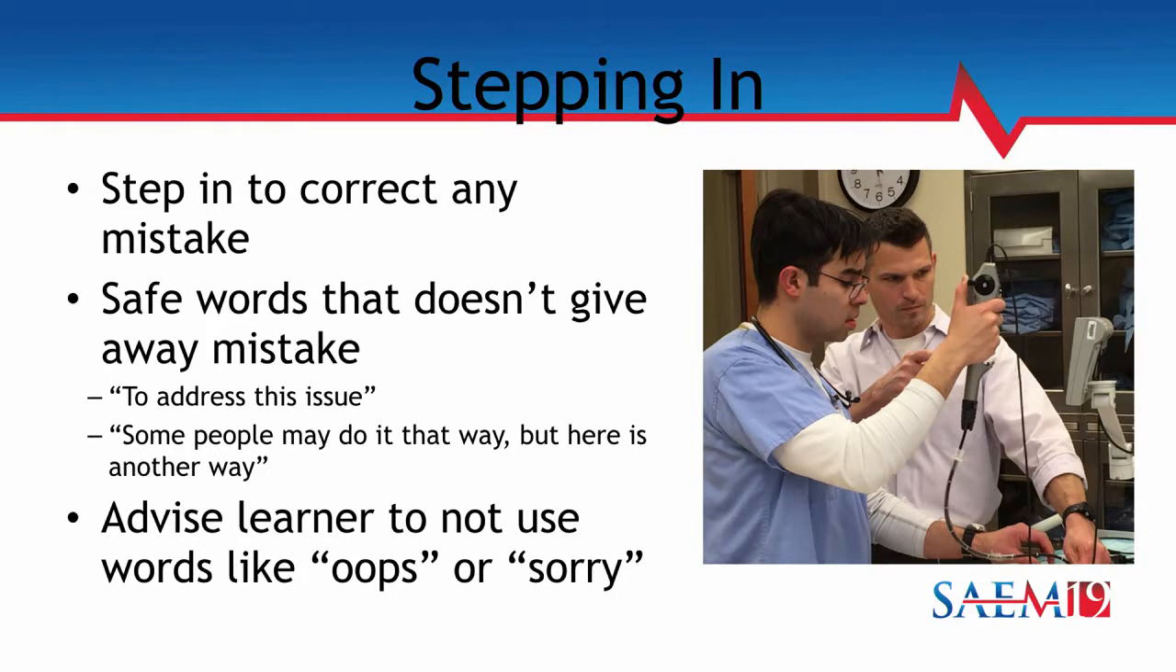So I will say things like, to address this issue, which is what I did when he was going in at 90 degrees, right? I said, to address the issue of having to go around the corner, I would drop this down to 15 degrees. And I gently let his hands go down to 15 degrees, right? So I could do it during the procedure, and he knew that I would step in to do that.